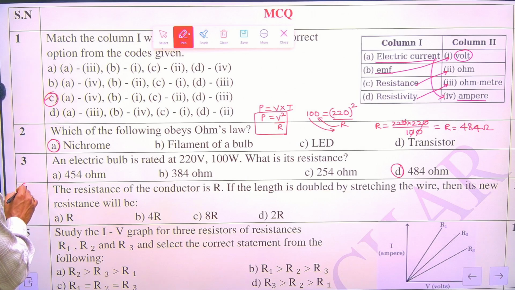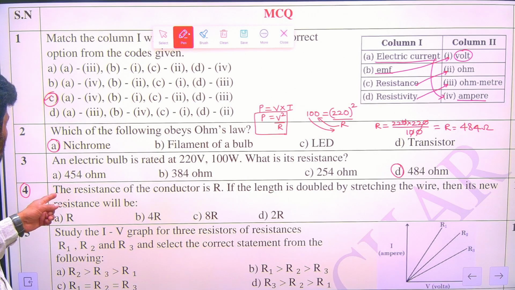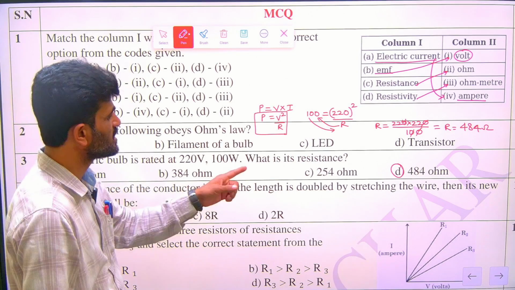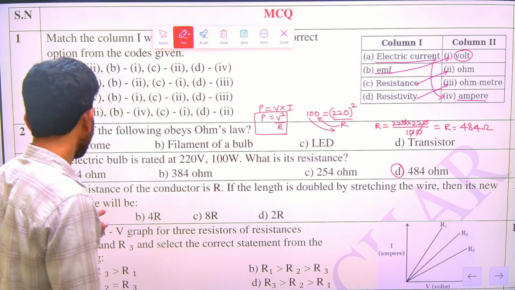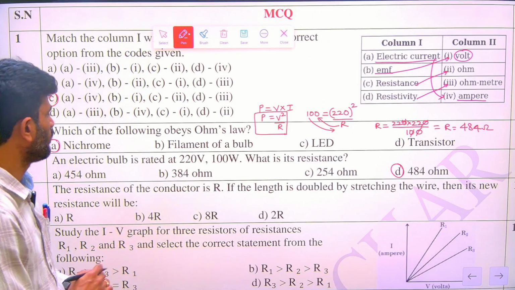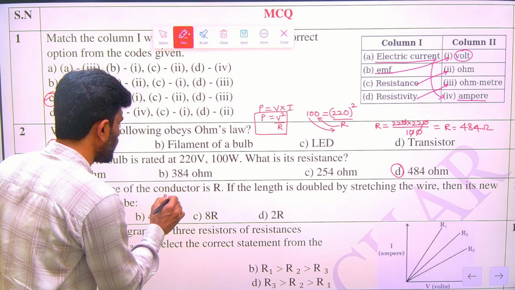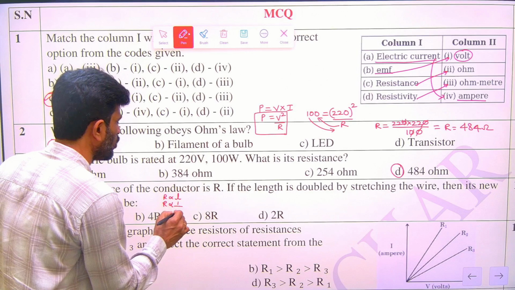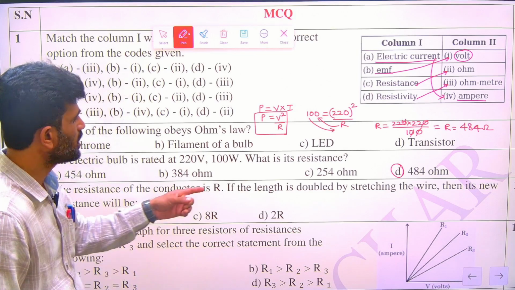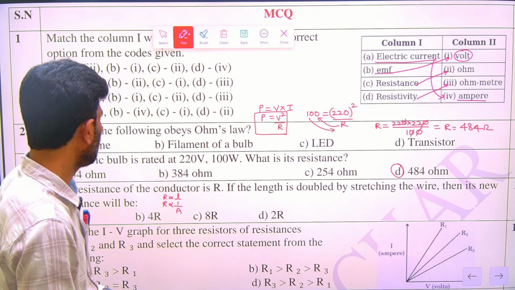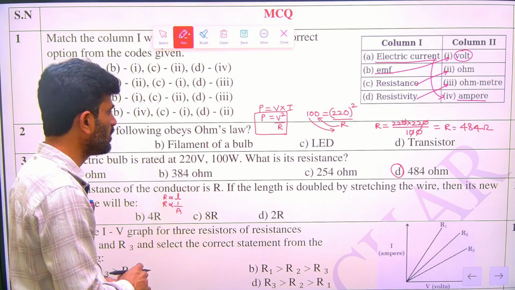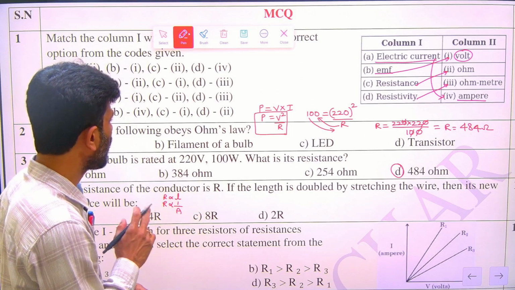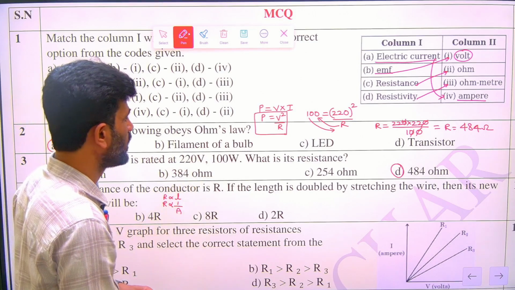Now coming to question number 4. The resistance of a conductor is R. The length is doubled by stretching the wire. Then what will its new resistance be? Generally, resistance depends on the length of the conductor, directly proportional to length, and resistance is inversely proportional to A, the area of cross section. Here, because they did not mention anything about area, we think it is directly proportional to L. Since length is doubled, resistance will also be doubled. Okay, that is fine. But how it is made double is important: by stretching.